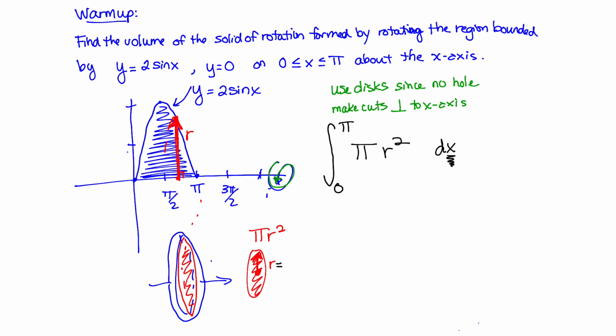But our r value is just top minus bottom, or 2 sine x minus 0. It's that distance, right? The distance between this curve and this point here. So that's 2 sine x. So the r is changing. That's why it's got the variable in it, 2 sine x. And so what you're actually integrating is from 0 to pi pi times 4 sine squared x dx. Would y'all agree when we square that radius, we get a 4 in there?